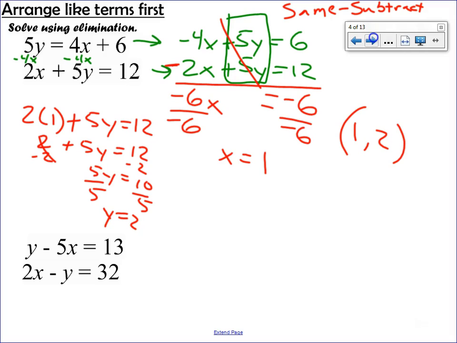Okay, why don't you try that second example and see what you get. Restart the video when you're ready.